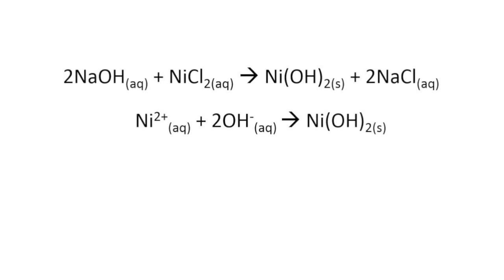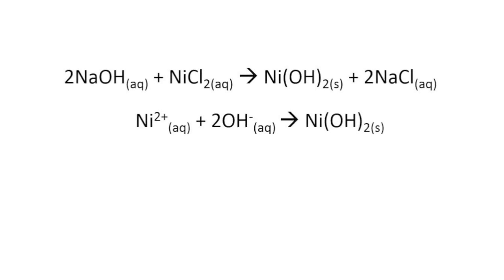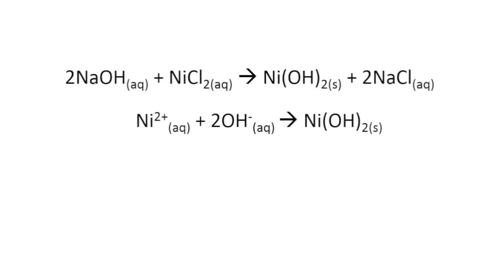Solubility rules tell us that anything with sodium or chloride ions will be totally soluble in water, no exceptions. Therefore, sodium hydroxide and nickel 2 chloride will both be aqueous. After the reaction occurs, solubility rules tell us nickel hydroxide is insoluble and will therefore form a solid, and NaCl will be soluble and therefore be aqueous.